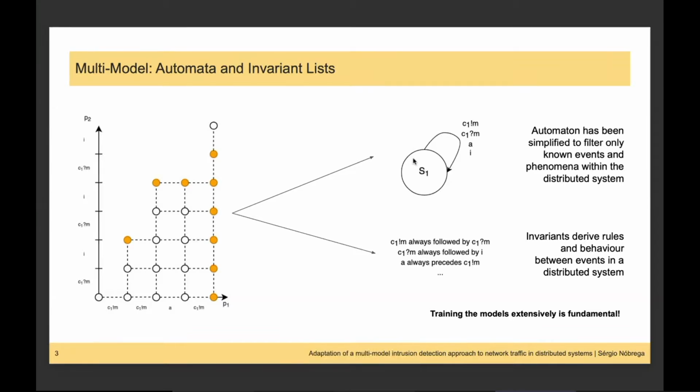And then the second model, which is arguably a bit more interesting, is called invariant lists. And it's basically a set of rules based on temporal logic that try to define the behavior of the model based on the lattice. So here we can see that, for example, a few of the invariants that could have been derived are that the sending of the message M through C1 is always followed by the receiving of the message.